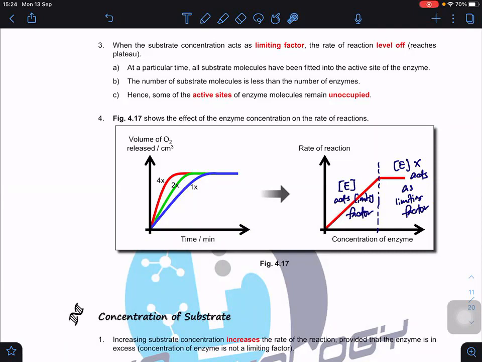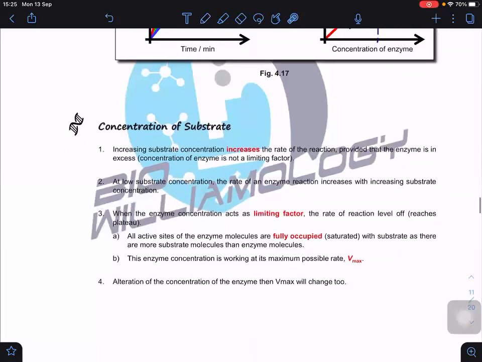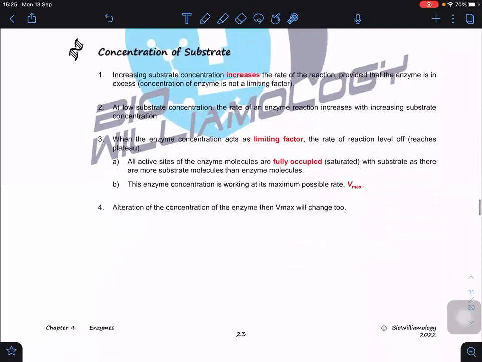clear? So next, we look at the opposite case now, the concentration of the substrates. So again, when I increase the substrate concentration, we increase the rate of reactions, again, provided that enzyme must be in excess. So in this case, I have to make sure that I have sufficient enzyme. Are you clear? So enzyme must be more than my substrate. Okay, so at low substrate concentration, the rate of enzyme reaction increases with increasing substrate concentration.